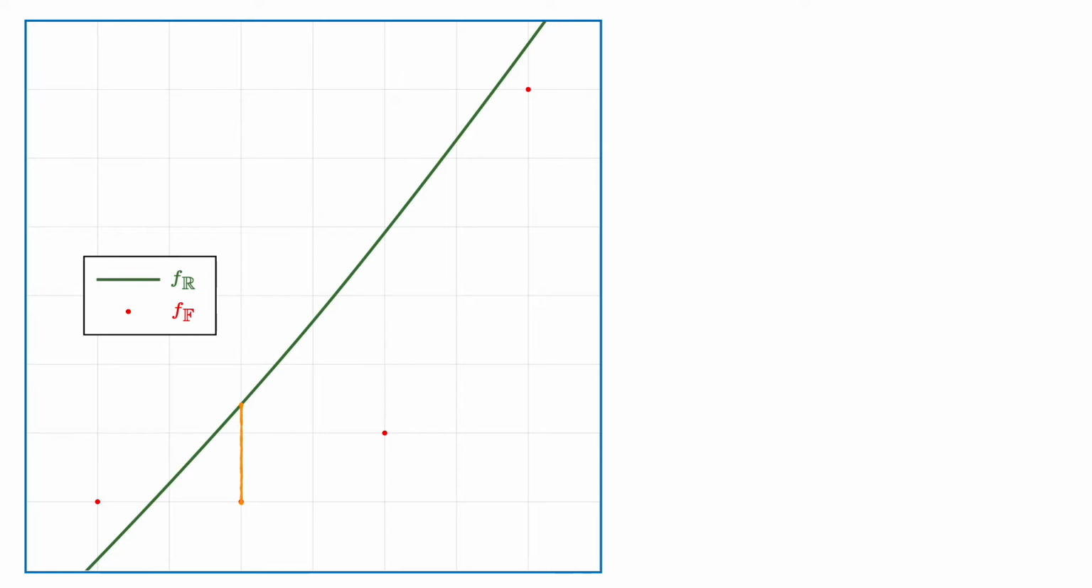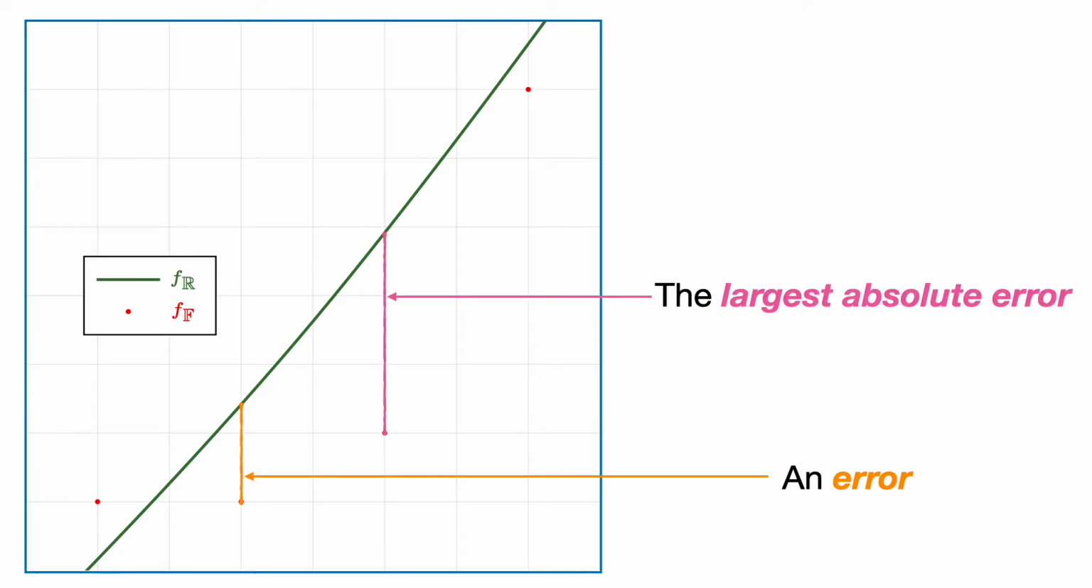Here you have in orange the distance between a computation done over floats and the equivalent computation done over reals. It is what we call an error. An error is computed for a given input by doing the difference between the result of the computation done over floats and the result of the computation done over reals. A particular error of interest is the one shown here in pink. We call it the largest absolute error. It occurs for a given input interval given to our function in the worst possible case. In other words, it is the greatest error reachable in absolute values.